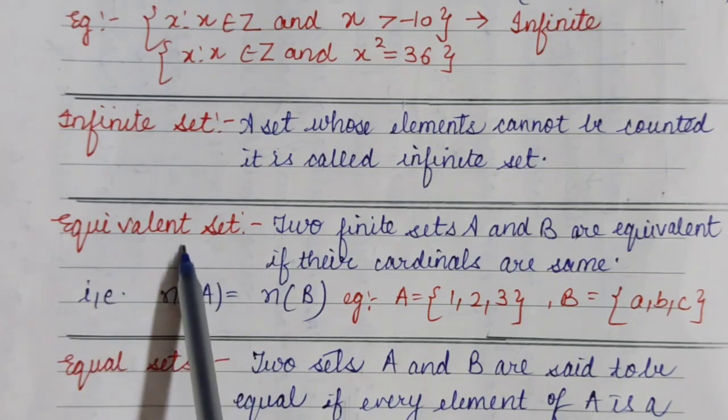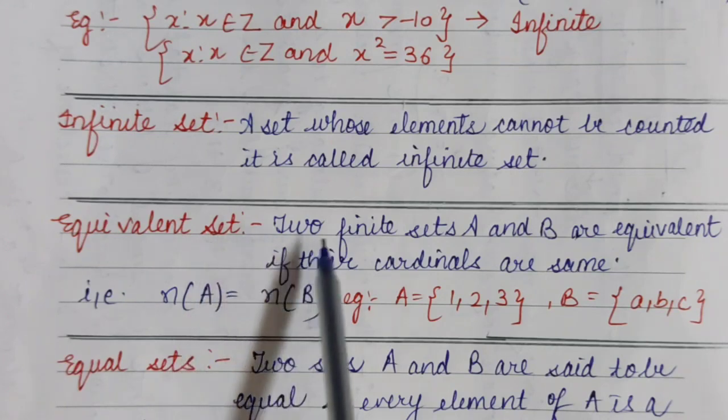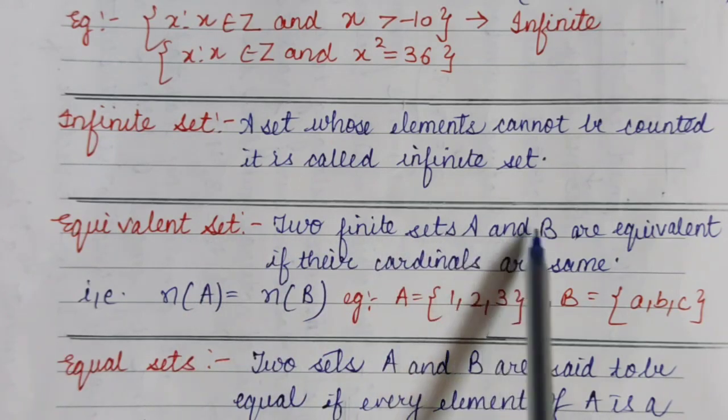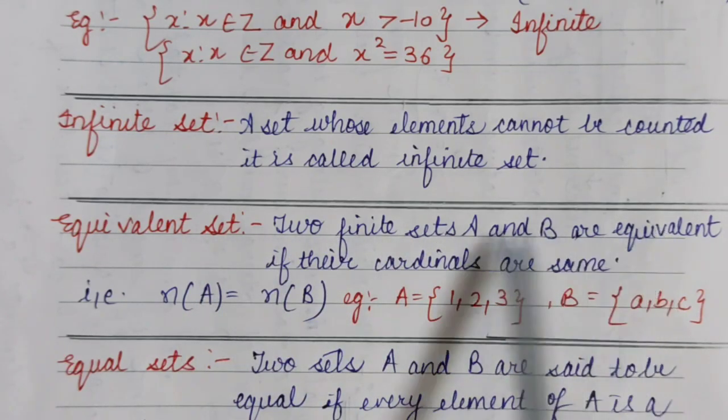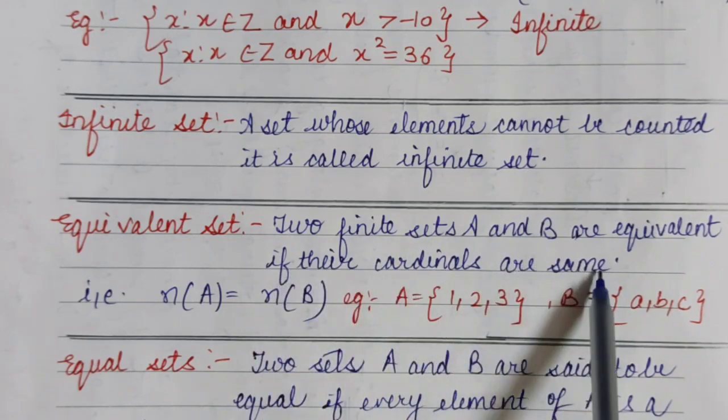What is the meaning of equivalent set, kids? Two finite sets A and B are equivalent if their cardinals are same.